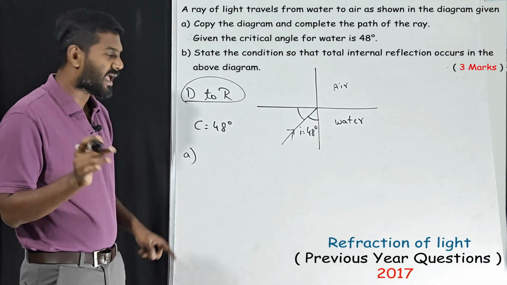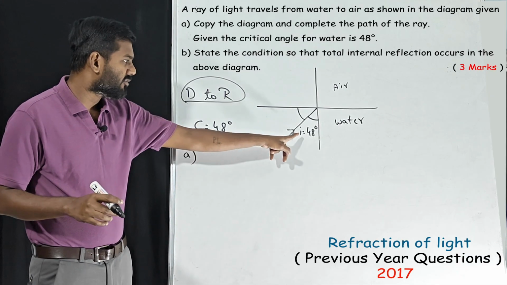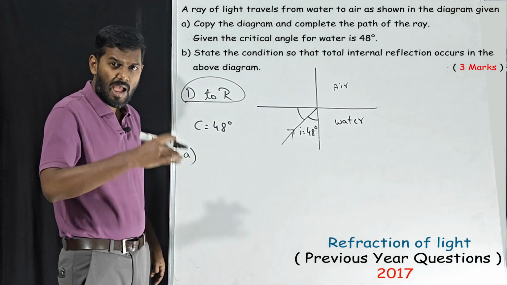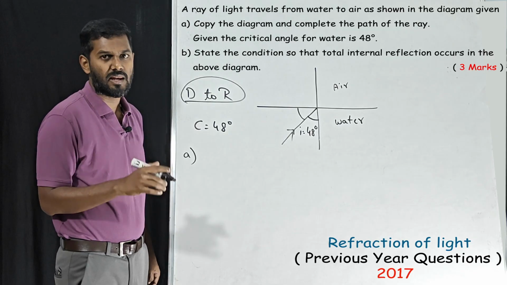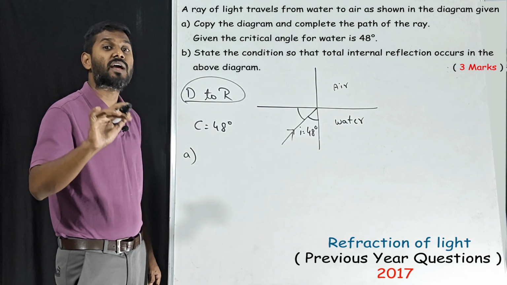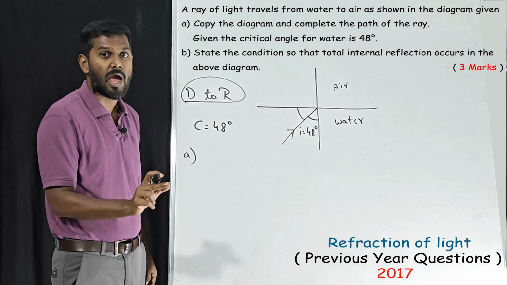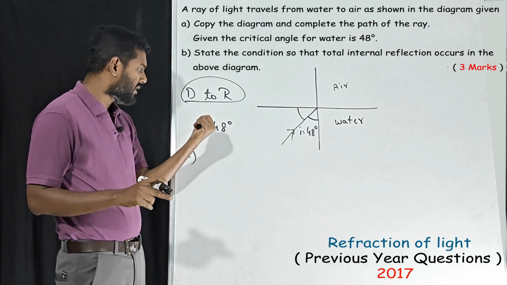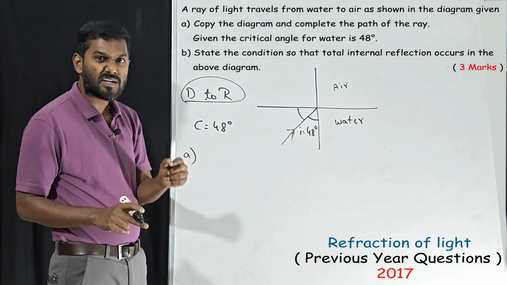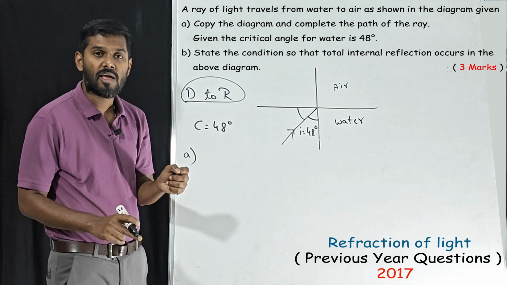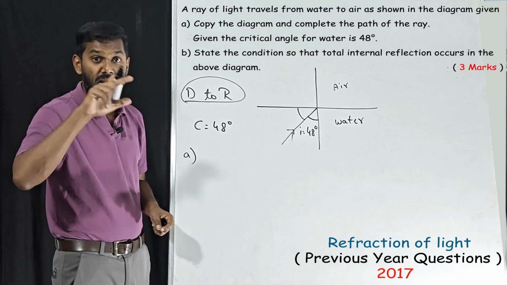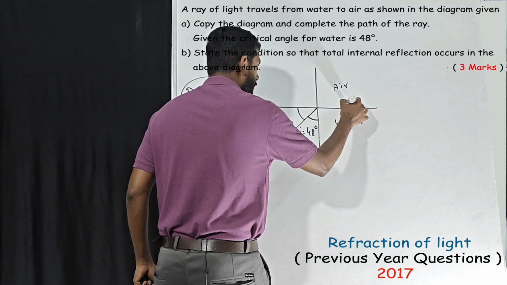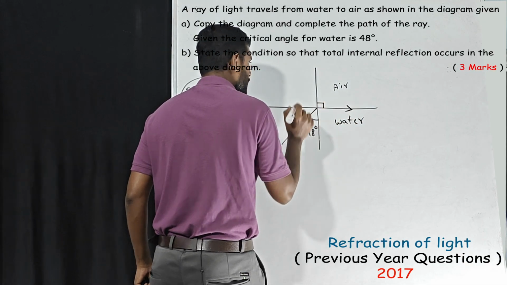Next, copy the diagram and complete the path. Okay, here the critical angle is 48 degrees. Angle of incidence is also 48 degrees. When angle of incidence is equal to critical angle, what happens? Refraction will happen. Listen, keep this in mind. When angle of incidence and critical angle both are equal, refraction will happen, but it is not a normal refraction. The angle of refraction will be 90 degrees. So the ray of light will pass along the surface.